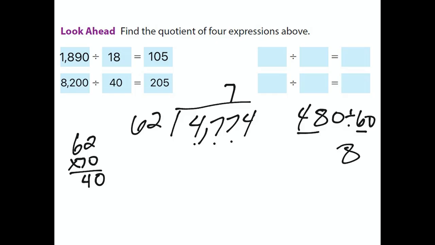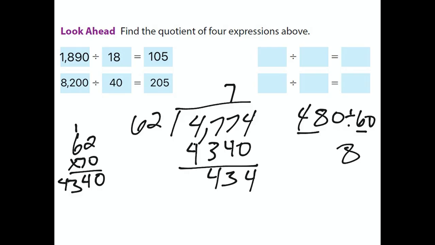7 times 2 is 14. Carry my 1. 7 times 6 is 42. Plus 1 is 43. So we got 4,340 because we multiplied it by 70. So we got 4, 3, 4.